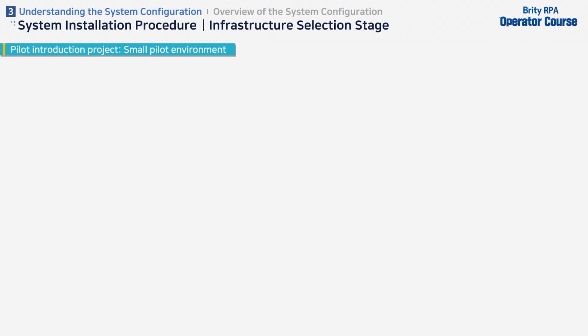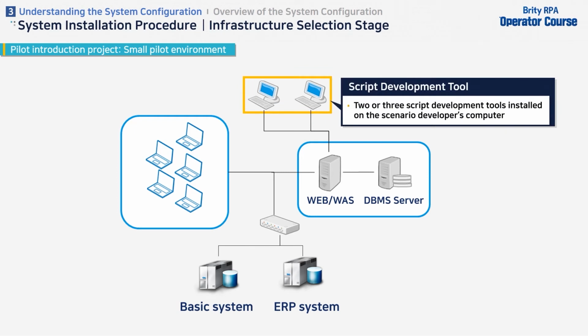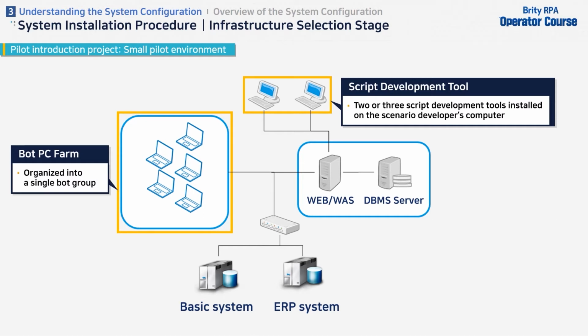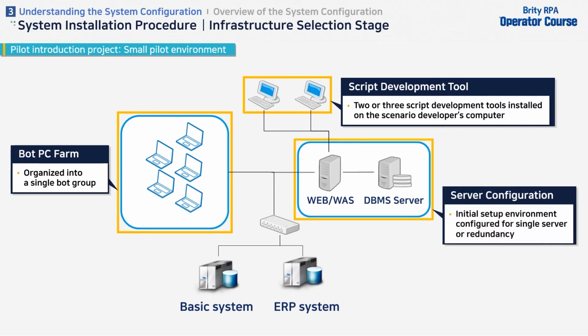Initially, we verify the effectiveness of automation tasks through a pilot introduction project and review the full-fledged spread afterward. To do this, we install 2 or 3 script development tools on the scenario developer's computer and introduce a small pilot environment that is primarily applied to major tasks through the basic configuration of Designer and Bot. Then, we configure the initial setup environment for a single server, which does not separate development and operation or redundancy. Then, we verify the effectiveness through a pilot application of important systems, such as a basic portal system and ERP system.